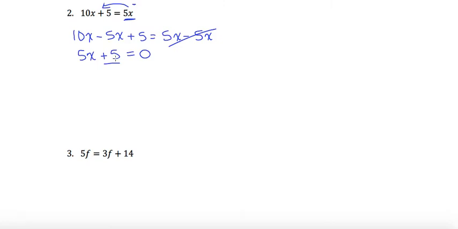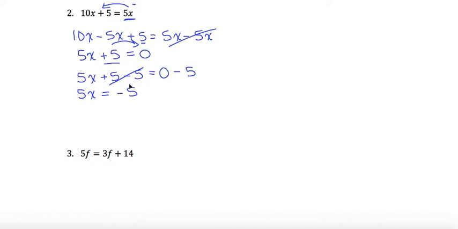So right now I'm adding it to 5x. The opposite of adding is subtracting. So I'm going to subtract my 5 from both sides. So 5x plus 5 take away 5 is equal to 0 take away 5. So I have 5x. The plus 5 subtract 5 gives me 0, so that's gone. 0 take away 5 is negative 5.